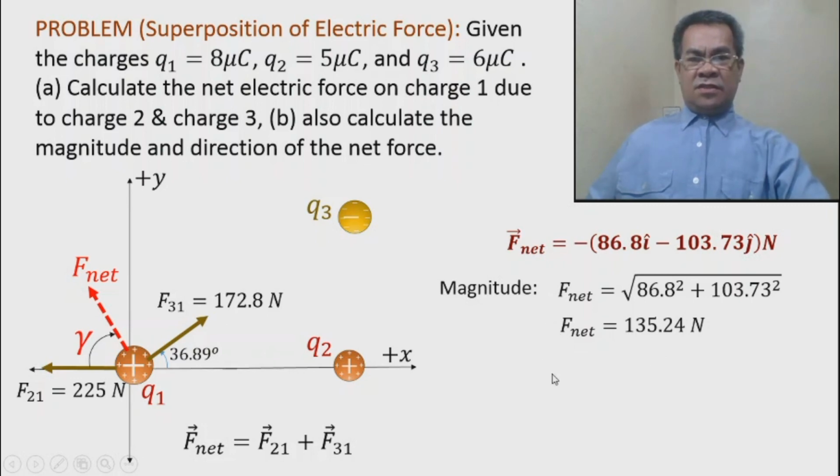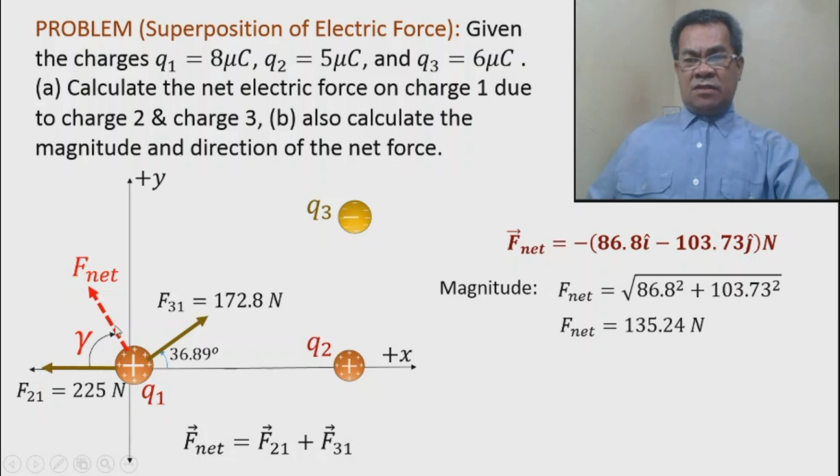Okay? So, when you look at this one, if you add this directly, that 225 plus 172.8, it is not equal to 135. Again, because this is not an algebraic sum. This is a geometric sum. So, this is the magnitude. And the direction is this one, gamma.